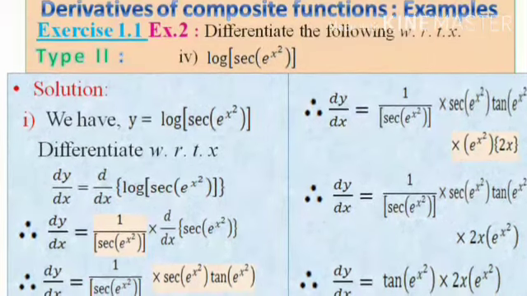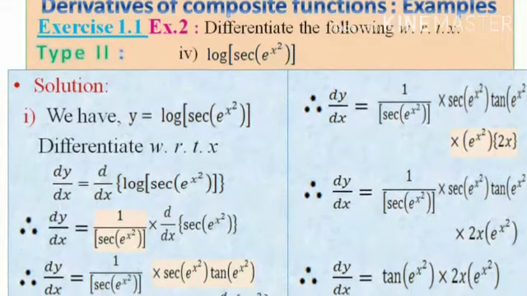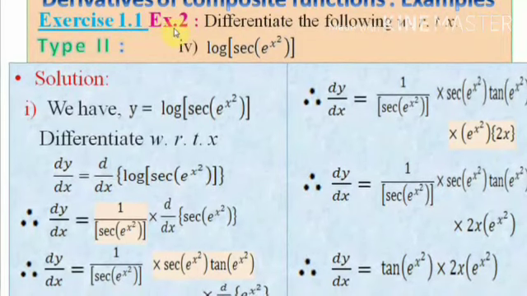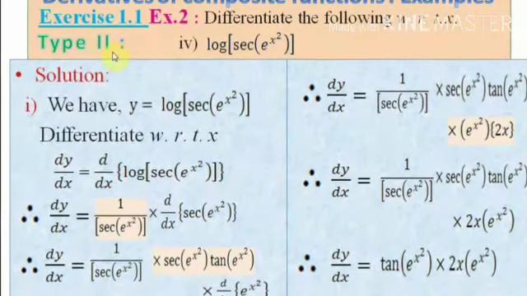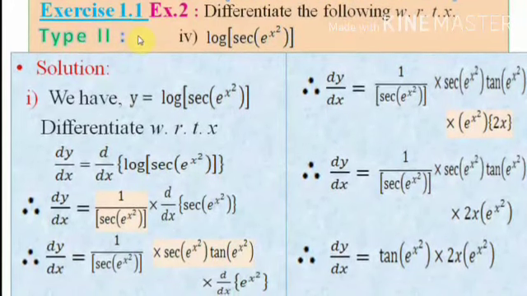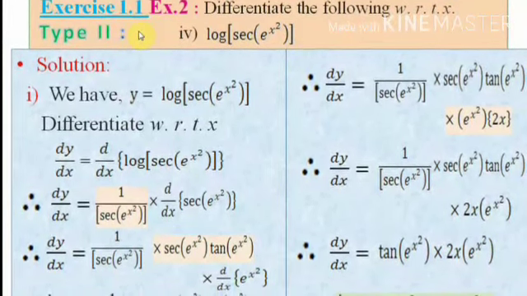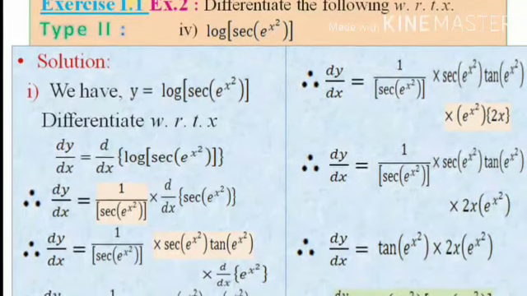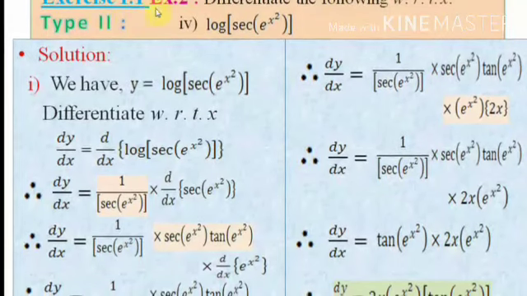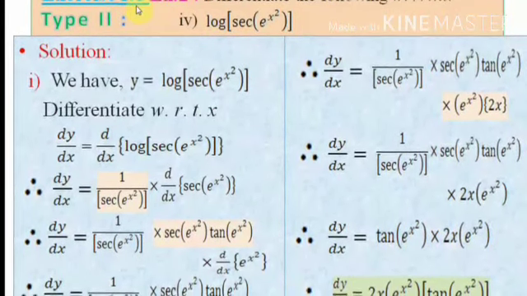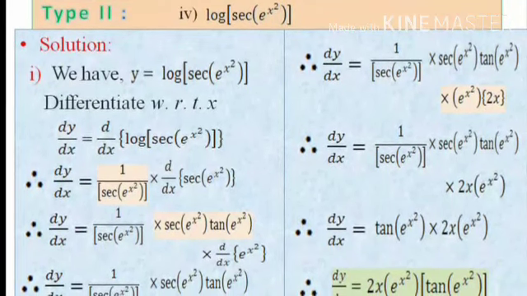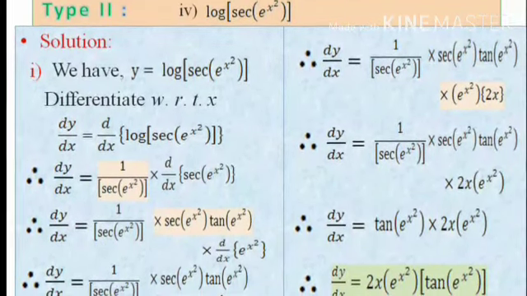These are some important examples of exercise 1.1, type first and type second, that is example first and second. From these given examples, I am confident that you can solve all the remaining examples of exercise 1.1. But if you have any doubt in the remaining examples, then ask me in the comment box. I will reply on all these remaining examples.